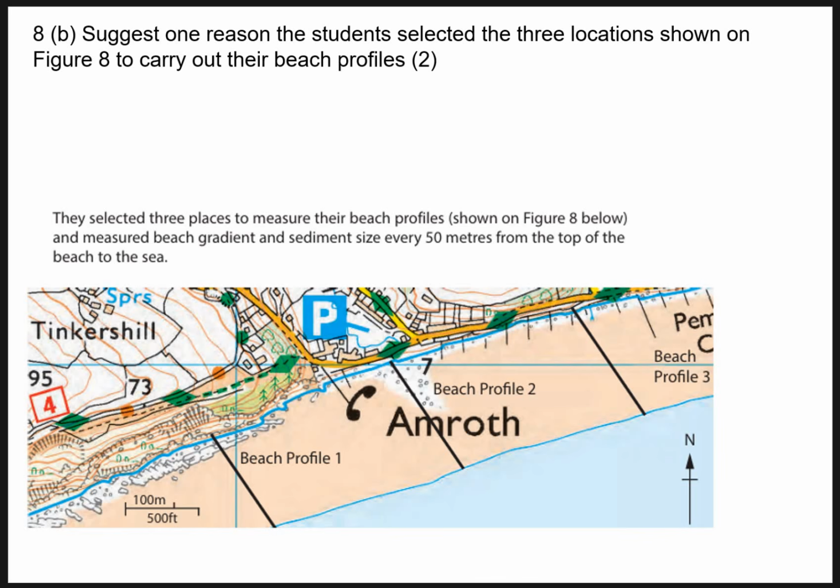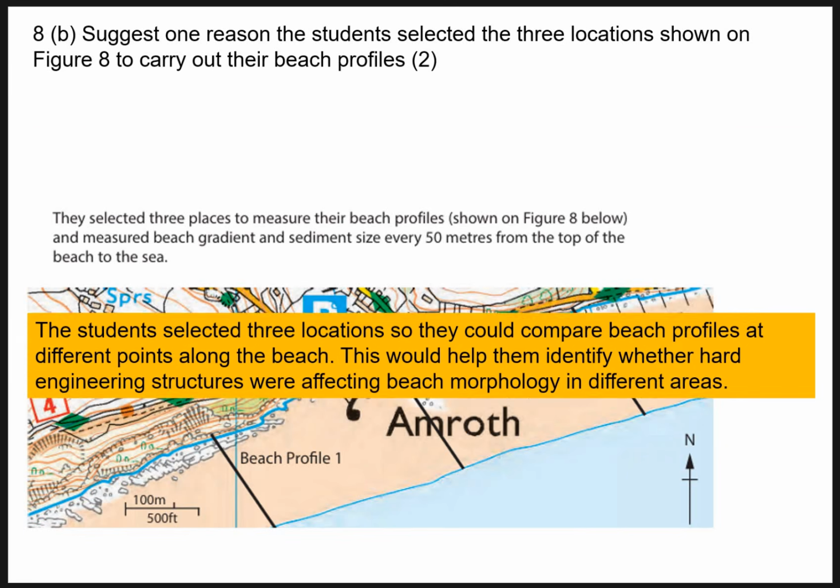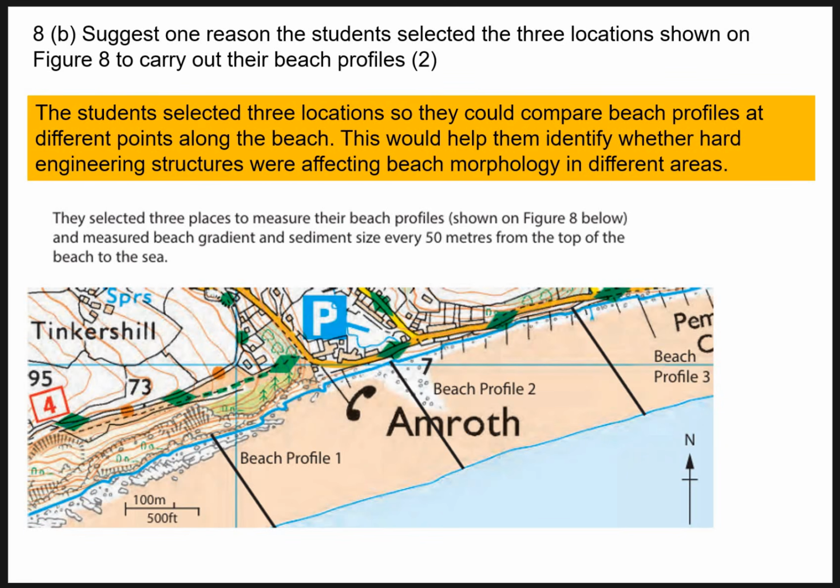Next question, similar approach really. Suggest one reason the students selected the 3 locations shown on the figure to carry out their beach profiles. So the students selected 3 locations so they can compare beach profiles at different points along the beach. This would help them identify whether engineering structures were affecting beach morphology in the different areas.